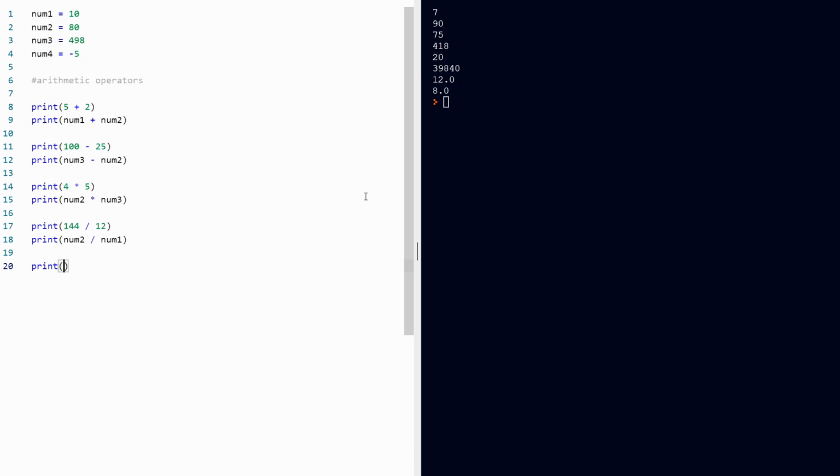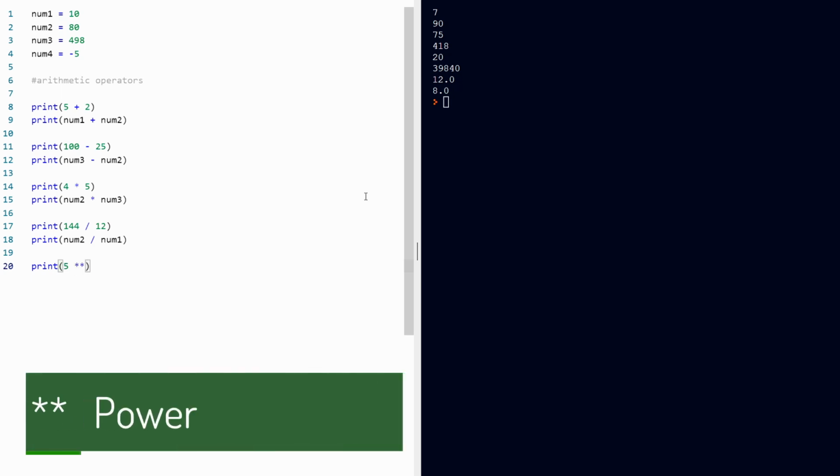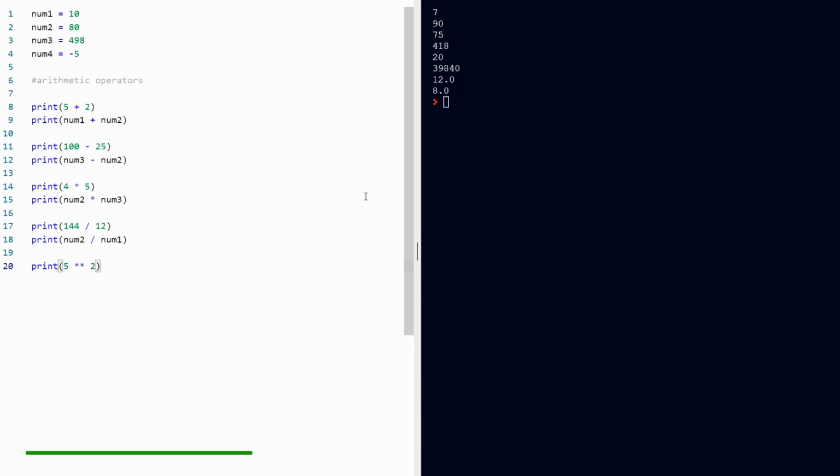If you want to do something similar using Python, we have to say 5, and then we use 2 asterisks, which means to the power of, and then we put the number that we want to raise it to. So 5 asterisk asterisk 2, try saying that fast, means 5 to the power of 2. So when I run it, 25.